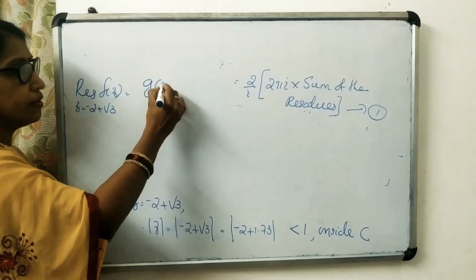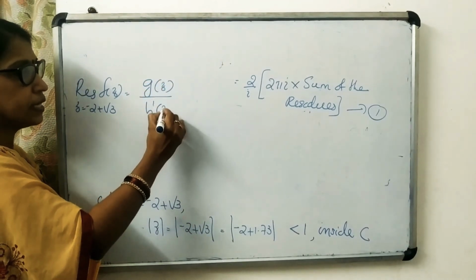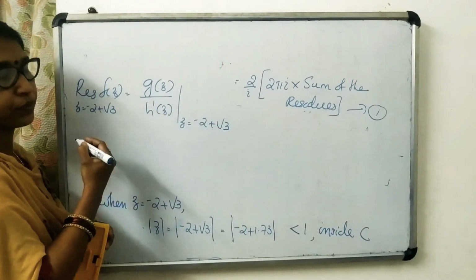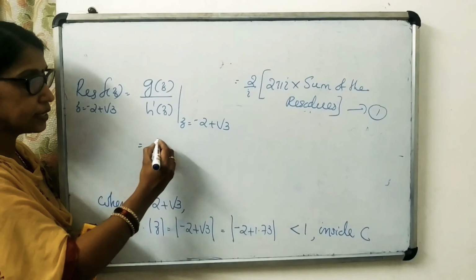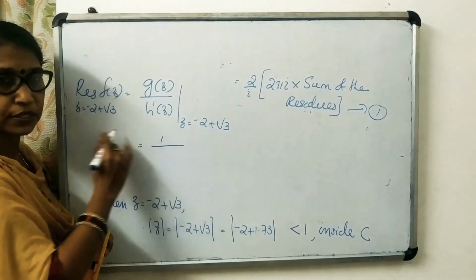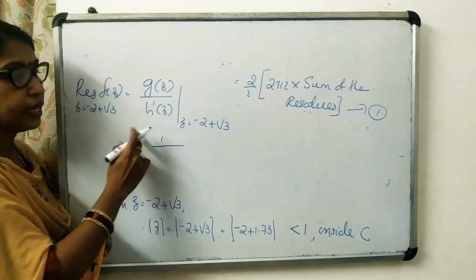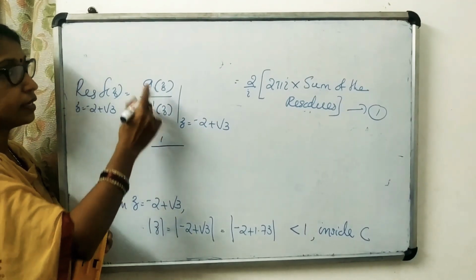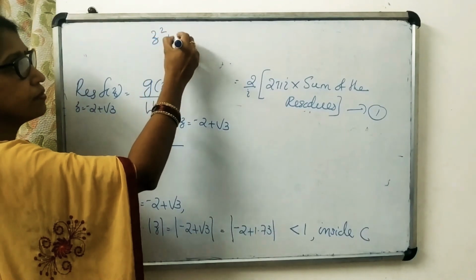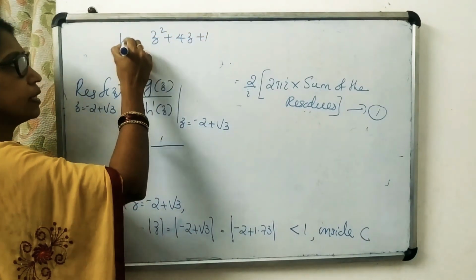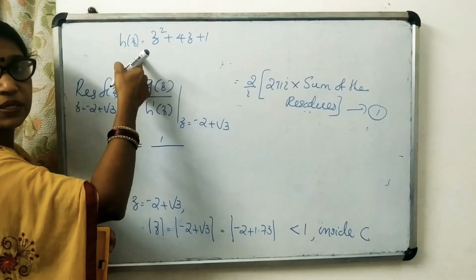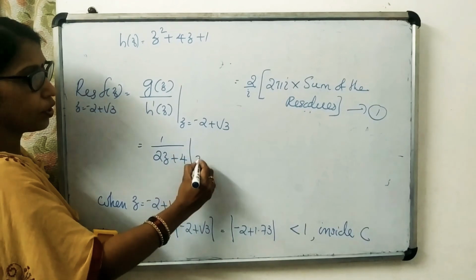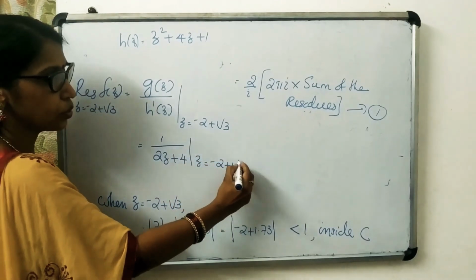So G of Z divided by H dash of Z at the point Z is equal to minus 2 plus root 3. What is G of Z? G of Z is the numerator of f of Z, that is 1, divided by H dash of Z. H dash of Z is the derivative of the denominator. Our denominator is Z square plus 4Z plus 1. This is H of Z. So we have to find the derivative of this H of Z, and the derivative is 2Z plus 4, at the point Z equal to minus 2 plus root 3.